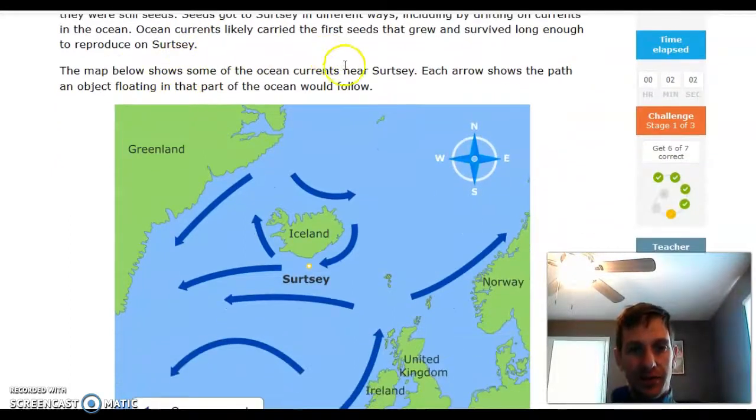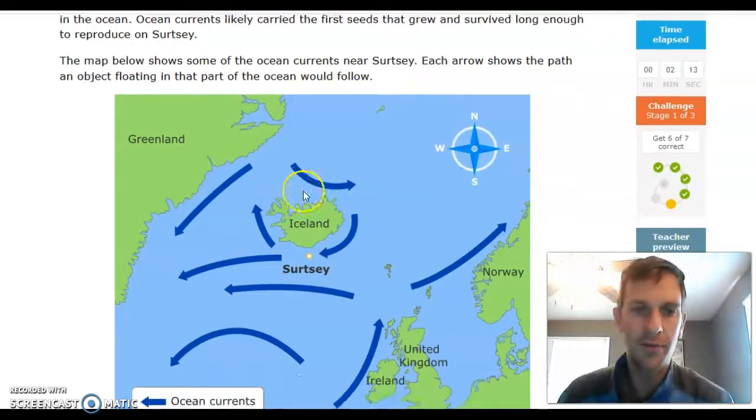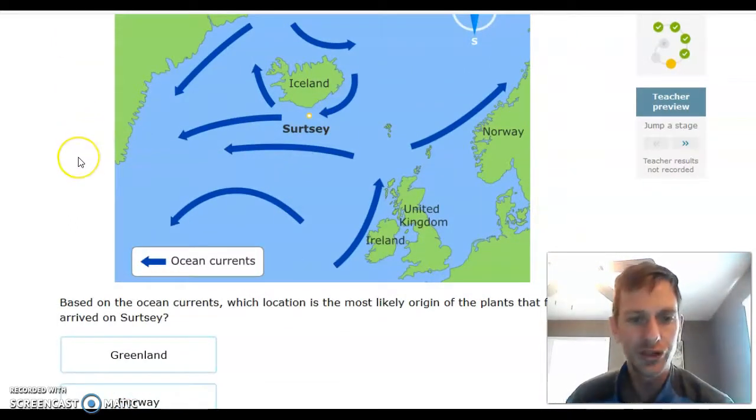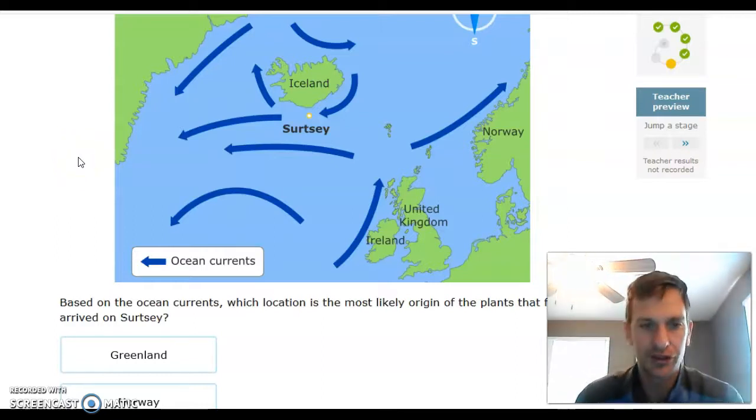The map below shows some of the ocean currents near Circe. Each arrow shows the path an object floating in that part of the ocean would follow. Alright, so let's look at our map and let's look at our question. Based on the ocean currents, which location is most likely the origin of the plants that first arrived?